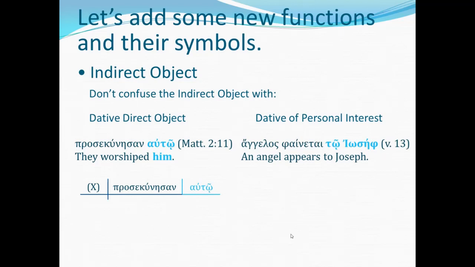You don't see any case ending on it, but you see the dative case article in front of it. So we know that Yosef is in the dative case, and we translate it with the word to. It feels very much like an indirect object. But appears is not the kind of word that can take objects. Certain verbs have the kind of action that can be performed upon objects. Those are called transitive verbs.